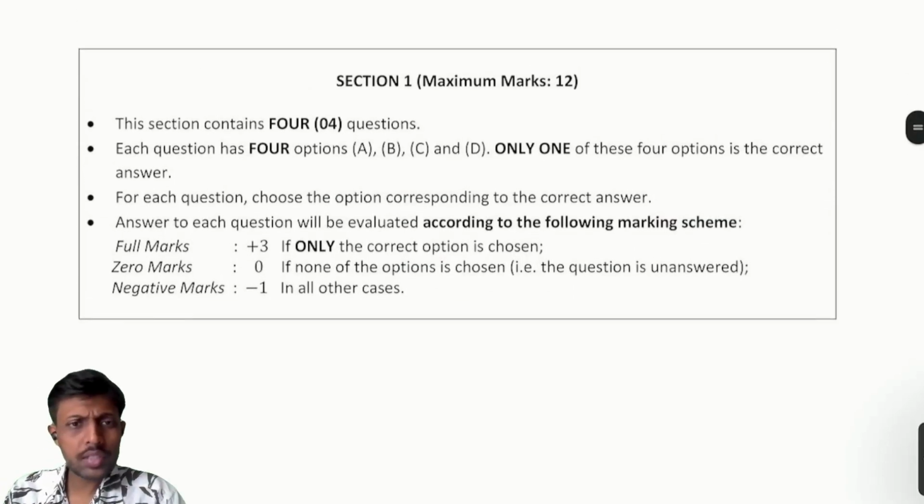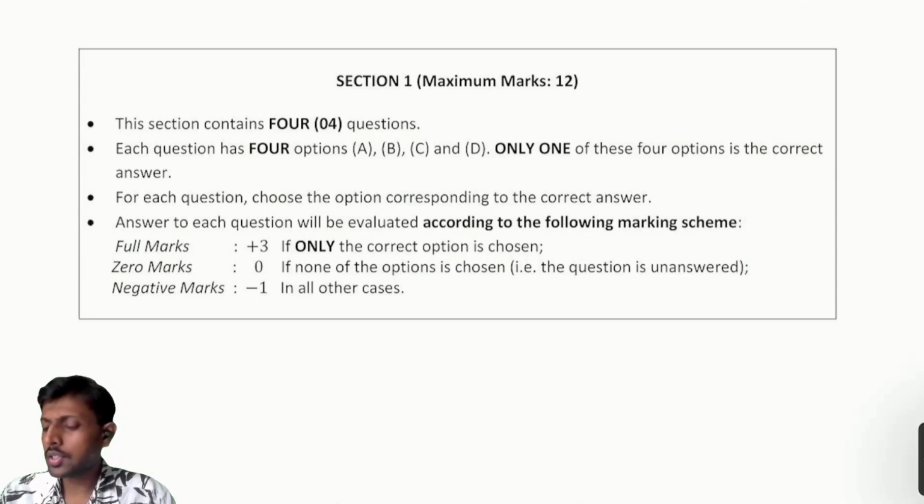Just a quick overview of this section. There are 4 questions in this section and each question has plus 3 minus 1. If you do not attempt a question, you do not get any marks, okay? Neither negative nor positive. And all these 4 questions have only one option correct. Let's get started. Let's look at the first question now.